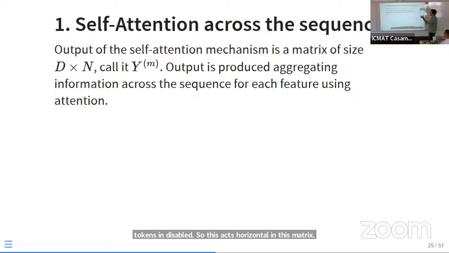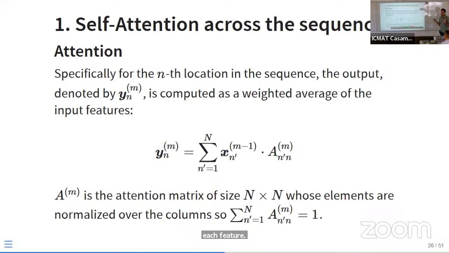The most important is the first one, which is the self-attention. The output of the self-attention is going to be a matrix of the same size, D times N, and we are going to call it Ym. This is produced by aggregating information across the sequence for each feature, using a mechanism called attention. We will try to understand first what attention is.